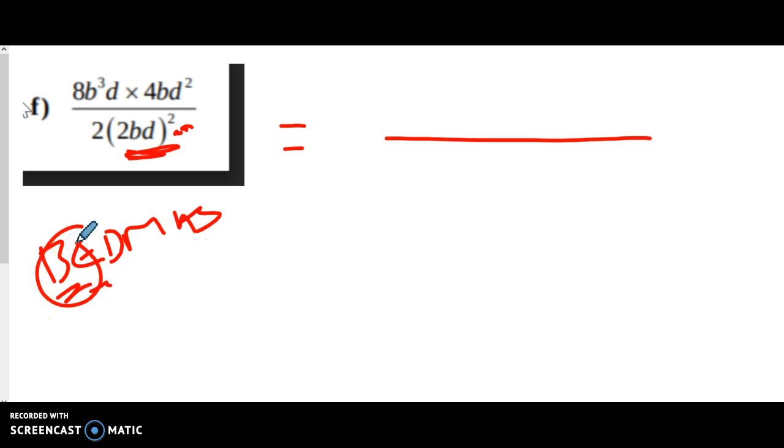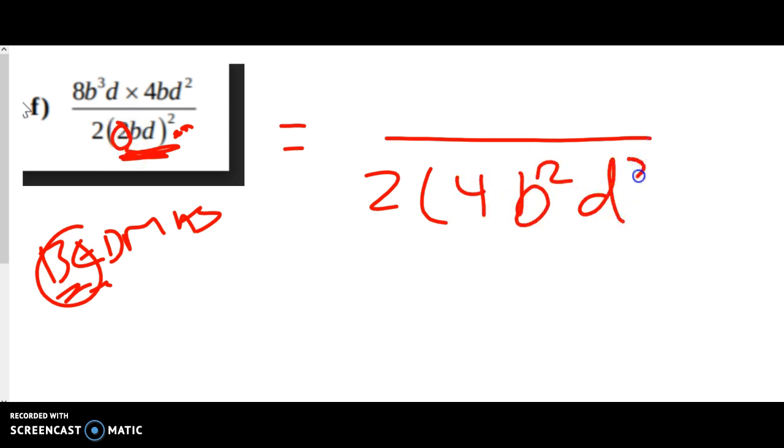I guess it's both here. Well, in the bracket, there's nothing to do. So then you work with this exponent here. So you're going to square everything in the bracket. So let's leave the 2 where it is. We'll square this 2, okay, and that becomes 4. Square the b, it becomes b squared. Square the d, it becomes d squared. So you got that. And then up top, we can start multiplying.